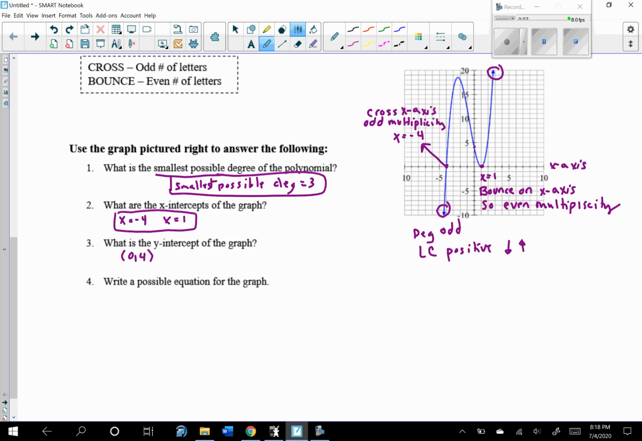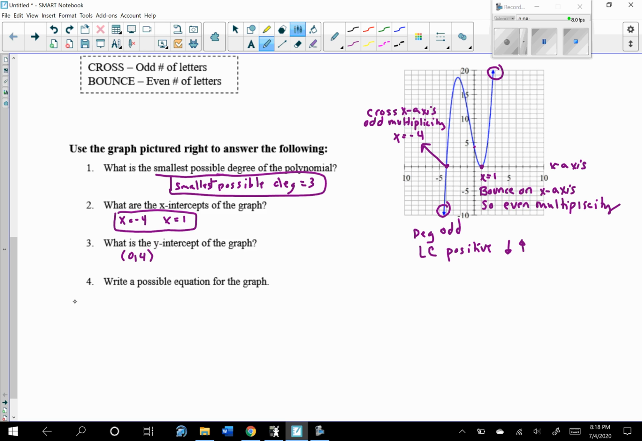And again, using your solutions or your x-intercepts helps. If it crosses, that means it's an odd power of multiplicity, and even when it bounces. And so we just did the smallest possible degrees for those multiplicities, which is 1 and 2. So write a possible equation for the graph. If I want to write a possible equation for the graph, we can go backwards from what we did yesterday. Yesterday we were given the standard form and we factored to find the solutions. Now we're going to go backwards.